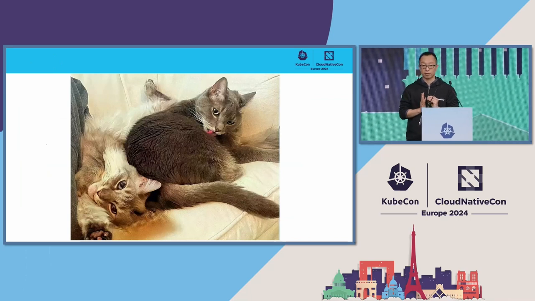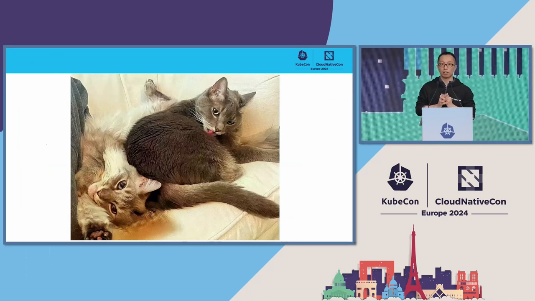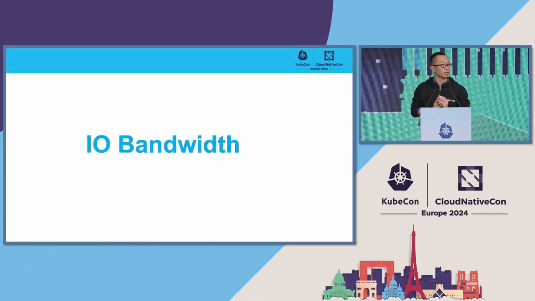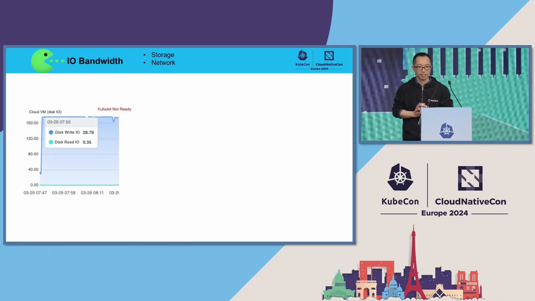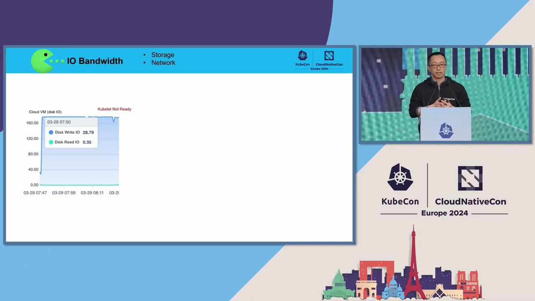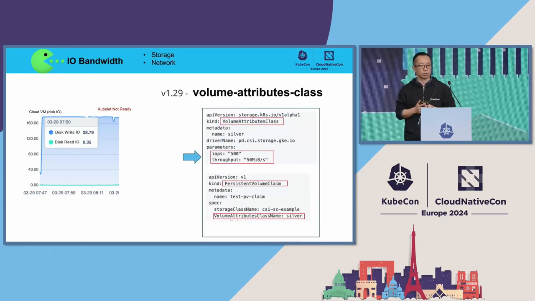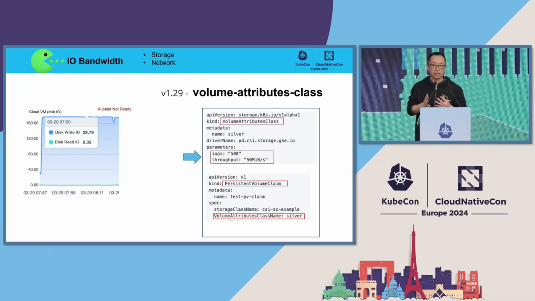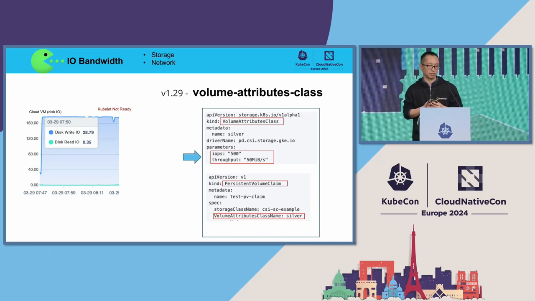Okay, oh, a cute cat. The black cat is hogging the whole space. It's just like I/O bandwidth contention. So for the disk, when the disk bandwidth is running out, bad things will happen, right? Like Kubernetes nodes will be not ready. Thanks to Kubernetes 1.29, which introduced the VolumeAttributesClass, it can limit the PVC IOPS and throughput.